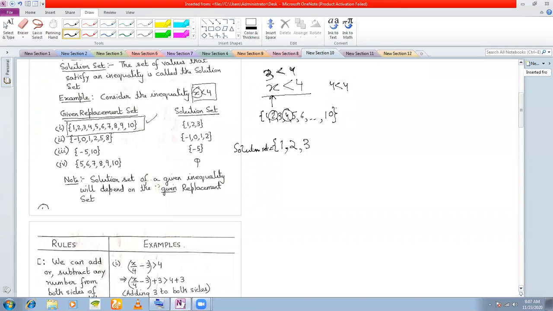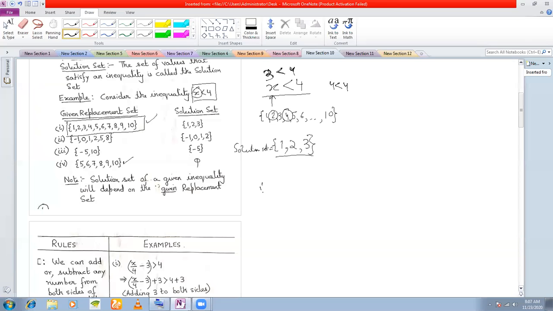Similarly, 5 less than 4 is not true. Therefore, it will not be a part of the solution set. So your solution set will be only 1, 2, and 3. Okay. Similarly, for the other 3 also. Now look at the last one only. The solution set here is the replacement set, in fact.